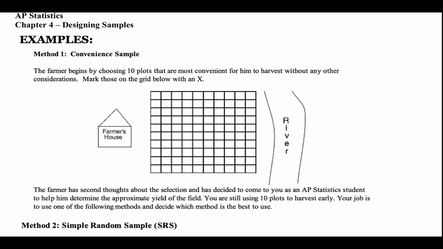Okay, so if a farmer is doing a convenience sample of 10 out of the 100, which ones would they choose? That's the one, it's the most convenient, right? Convenient means the easiest for you to do. Anything that's convenient is extremely easy for you to do. So if they live here, this is their house. That's where they live. The most convenient would be the 10 that are closest to their house. So these guys right here. It's not very convenient of me to go on the other side of the property.